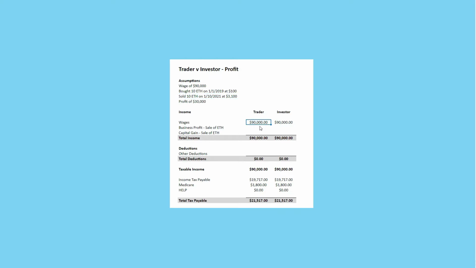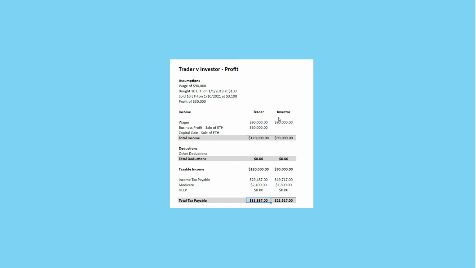The trader has wages of $90,000 and it made $30,000 on the sale of its Ethereum. Remember what we said earlier, as a trader, your profits and losses are going to be included in your tax return as business profit or business losses. So in this case, we will just put in the $30,000 as a business profit because for a trader, income and expenses, profits and losses is treated like a business. That brings our income up to $120,000. That's what we will pay tax on, and the tax on that will be roughly $31,867. So there's a bit of an increase there.